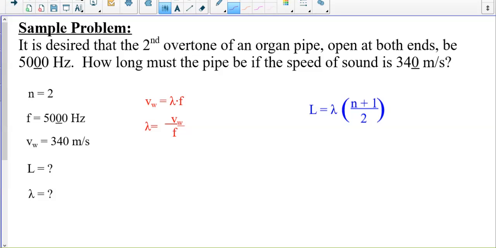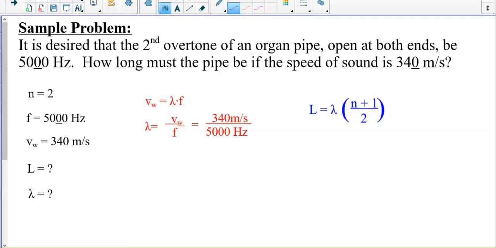So most of the time I would just take this equation here for lambda, once we have it manipulated, and just substitute it in here. But for the video, I didn't do that. Often I would just do that, and then I only have to grab my calculator once. But in this video, I didn't. So what I would do is plug in the velocity, or the speed of sound. So 340 divided by 5,000.